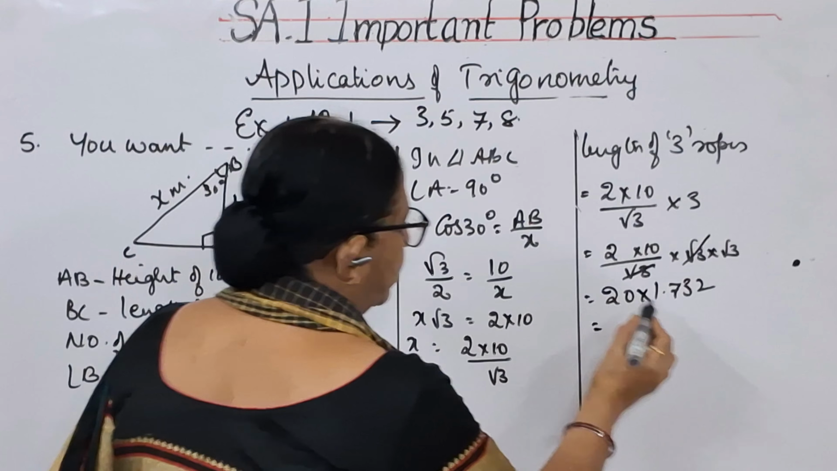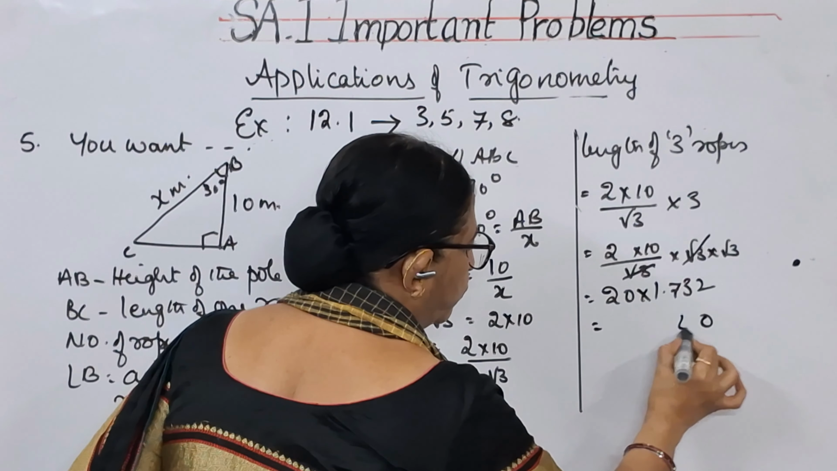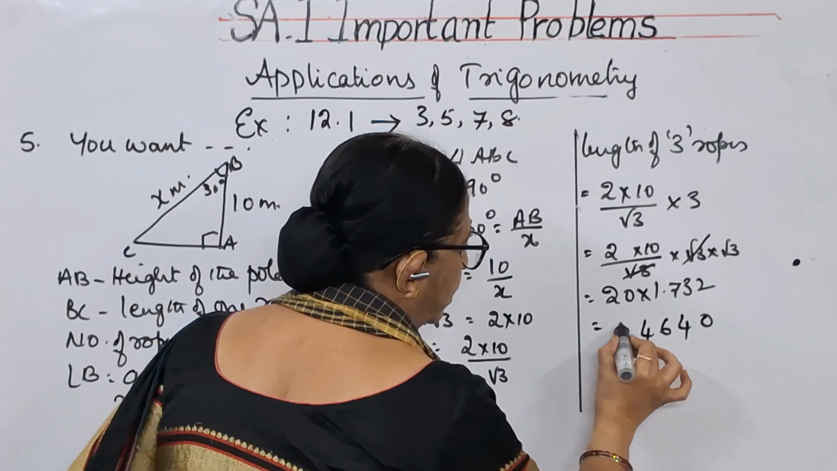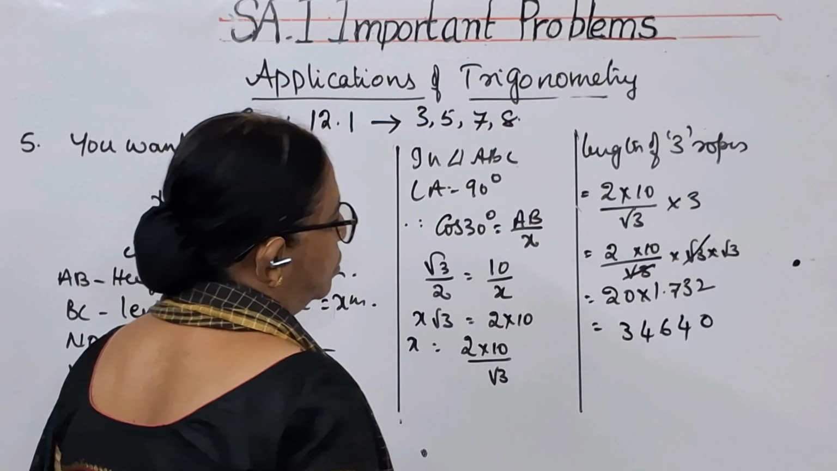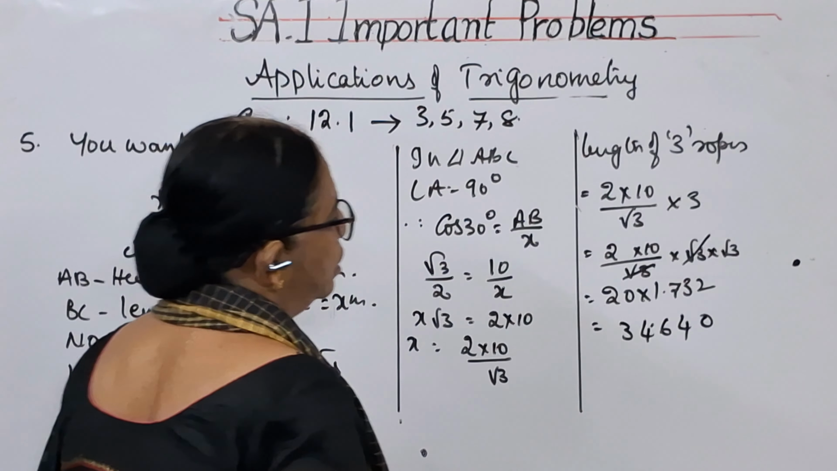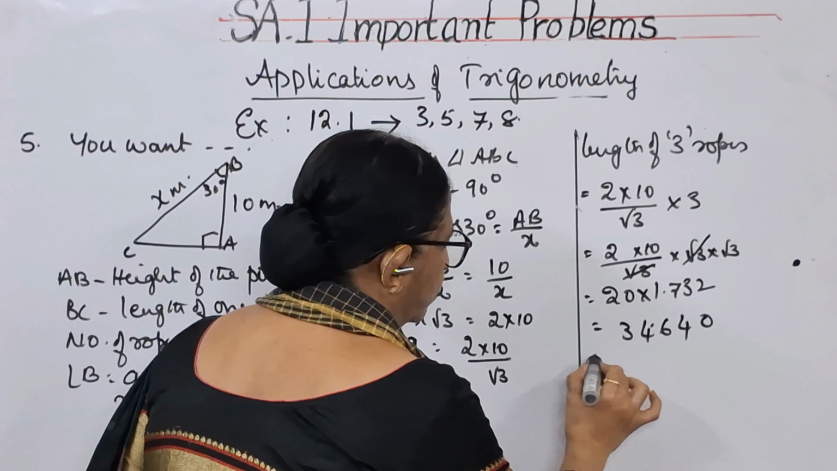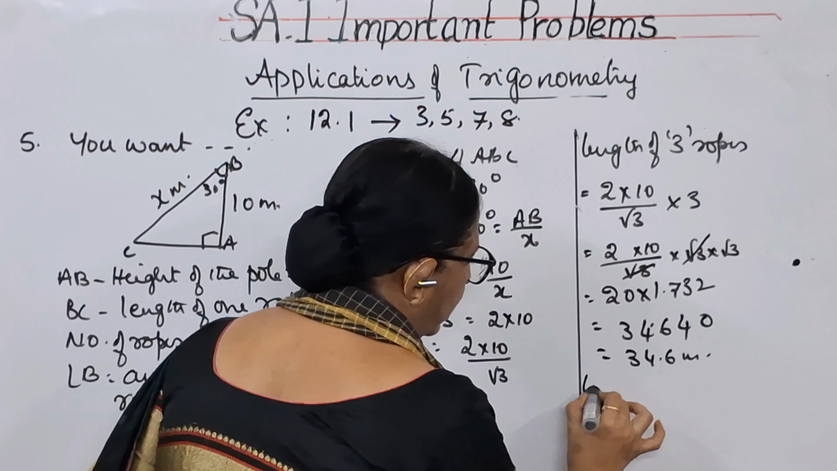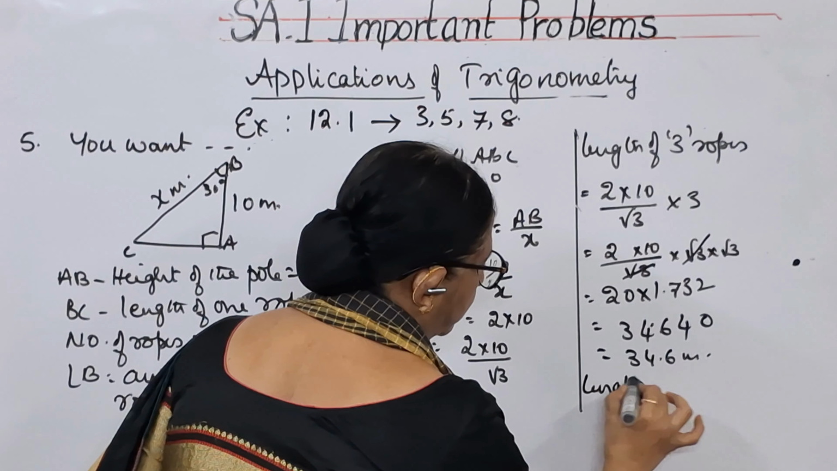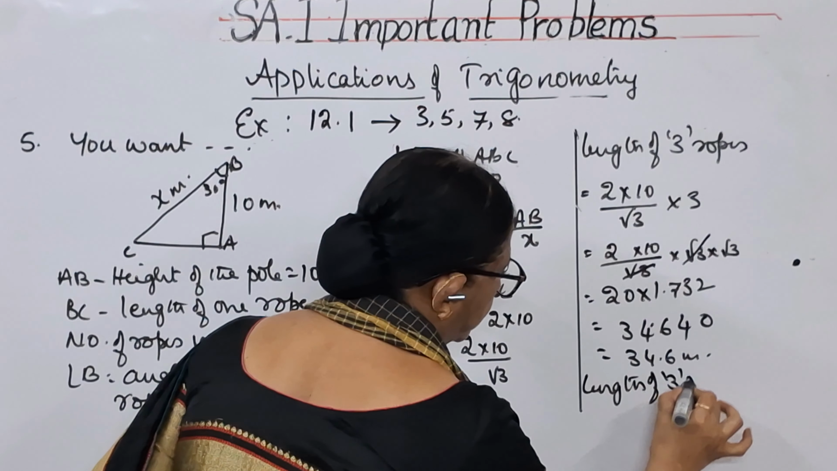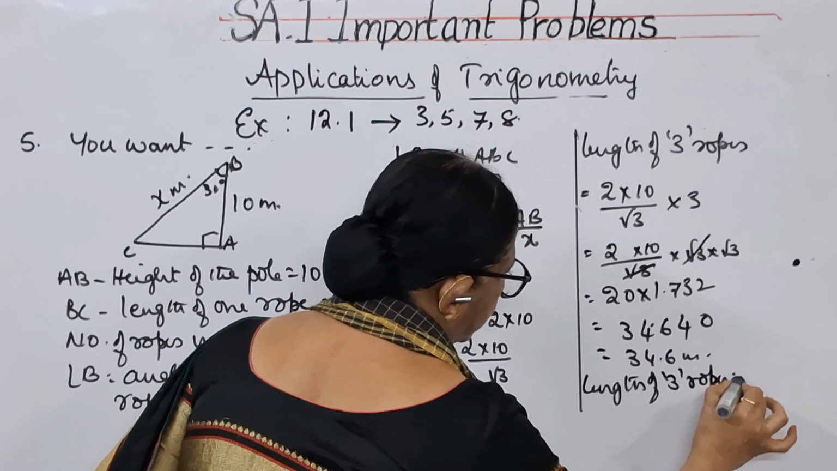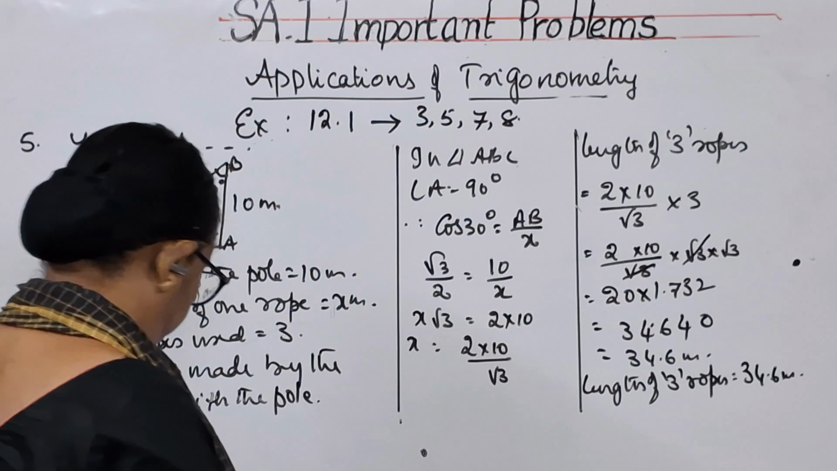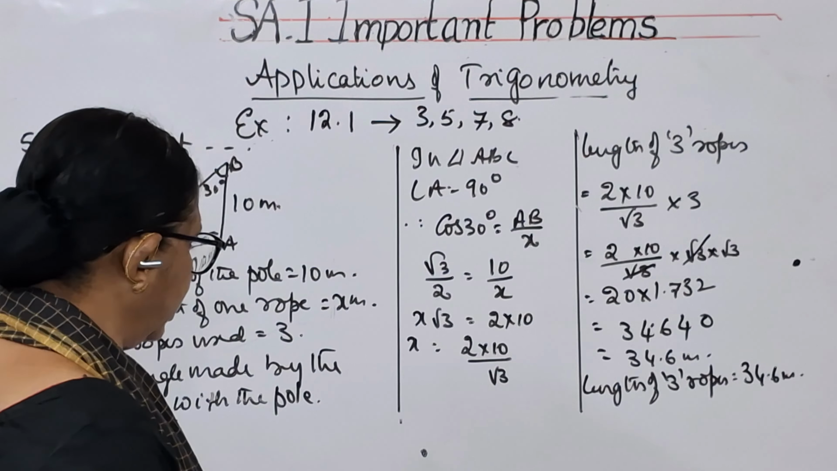So when you multiply, 20 means 0. 2 2s are 4. 2 3s are 6. 2 7s are 14. 2 1s are 2, 1 3. So 34.640. So it can be 34.6 meters. Length of 3 ropes is equal to 34.6 meters.